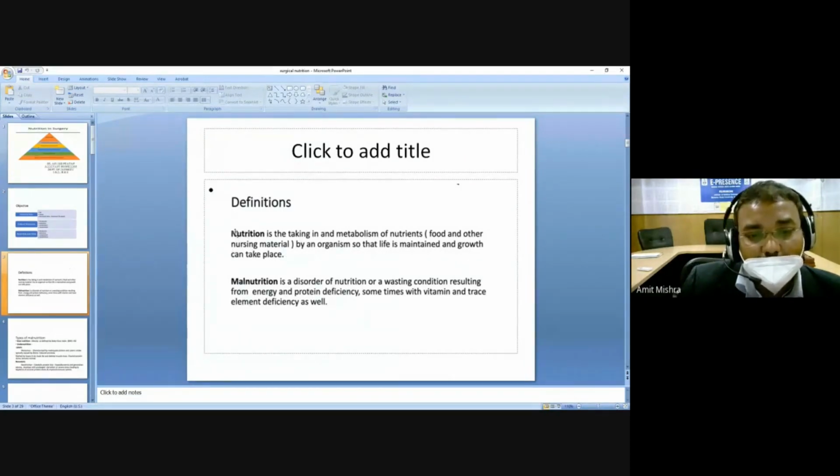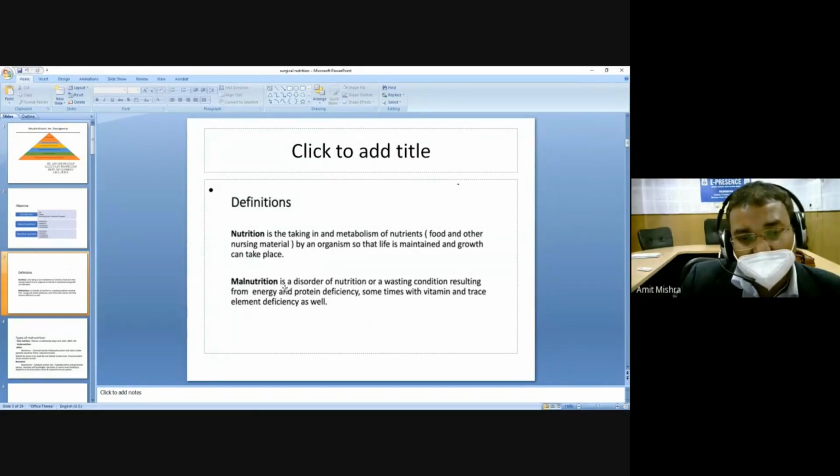Along with the nutritional definition, there are common terminologies now associated with nutrition, like malnutrition. Malnutrition is basically when a patient or any individual is not properly nourished, so they are suffering from malnutrition. Malnutrition is a disorder of nutrition or a wasting condition resulting from energy and protein deficiency, and sometimes vitamin and trace element deficiency as well. Definition-wise, malnutrition is contradictory to nutrition.